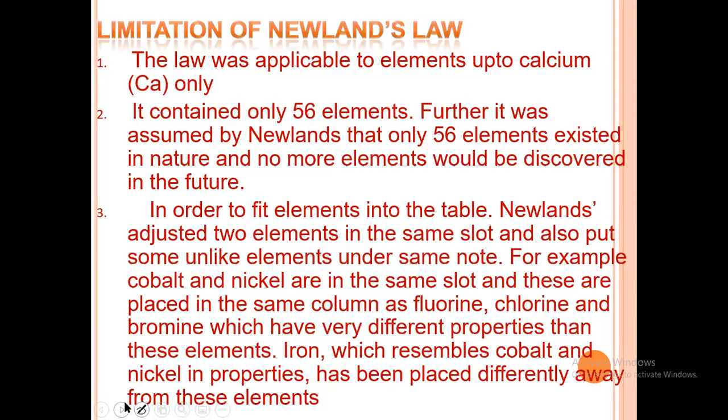For example, cobalt and nickel are in the same slot and these are placed in the same column as fluorine, chlorine and bromine, which have very different properties than cobalt and nickel. Same in the case of iron also. Iron, which resembles cobalt and nickel in properties, has been placed away from these elements. So, what are the reasons behind this arrangement? He didn't say anything about these points.